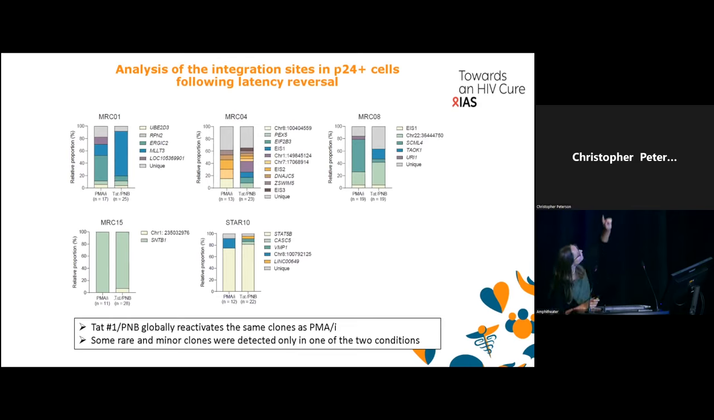This is, for example, the case of the LOC clone, which is represented in mauve violet, that was only retrieved in the PMA/ionomycin condition. So basically, they reactivate the same clones. And these conclusions can be applied to the four different participants that we've been testing in this analysis.